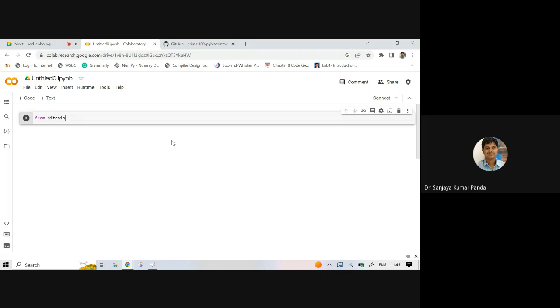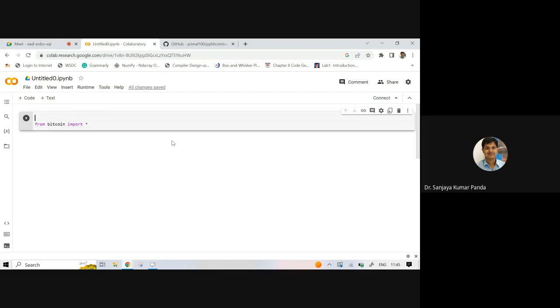Suppose I want to write for Bitcoin import star. Okay, or if you are using any IDE, import the package Bitcoin, right? And in order to install, if it is not there in the system, you can also write pip install Bitcoin, right? So first time it will execute, the rest of the time you can use that package in Google Colab, right?